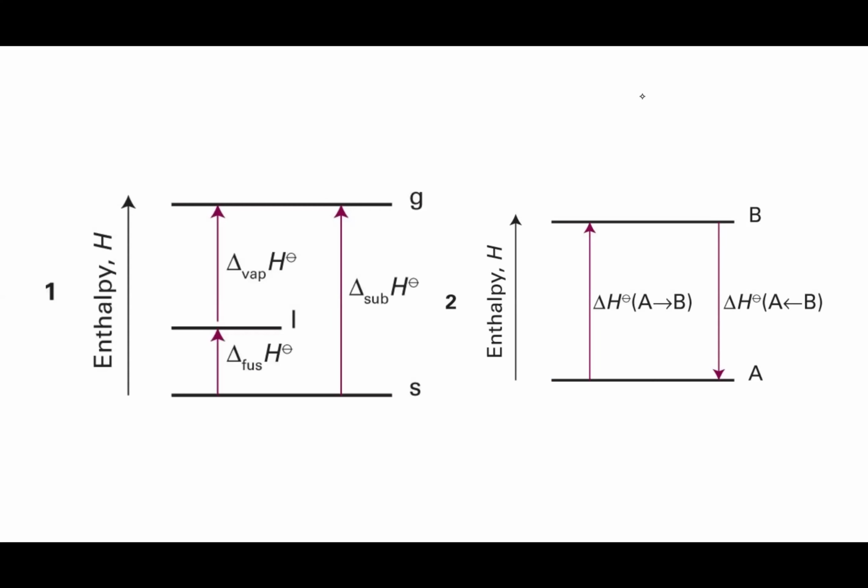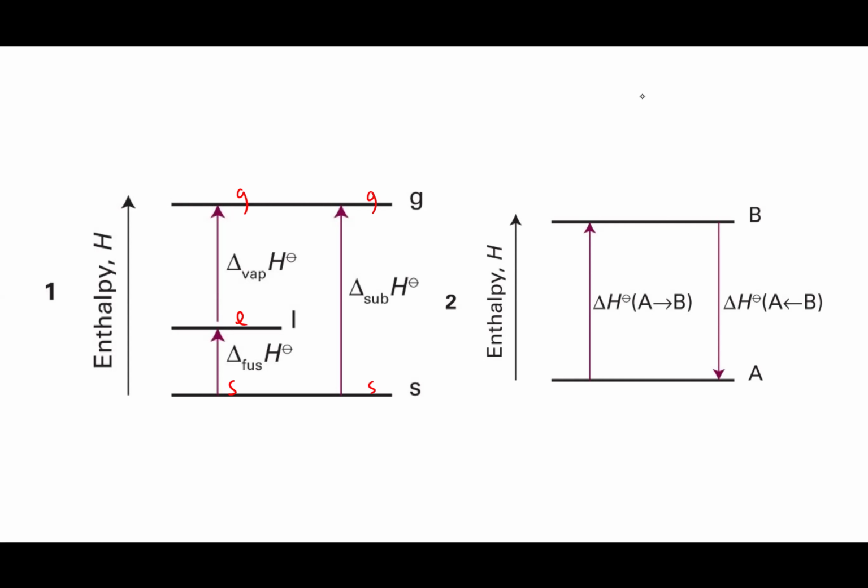Ideally, since H is a state function, the enthalpy of two conjoining reactions should add up to the total reaction. Fusion is going from solid to liquid, and vaporization is going from liquid to gas. Then the enthalpy going from solid to gas, sublimation, should be equal to the enthalpy of fusion plus vaporization, because again, H is a state function. It doesn't matter how we get there, it just matters where we start and where we end. They should add up together.